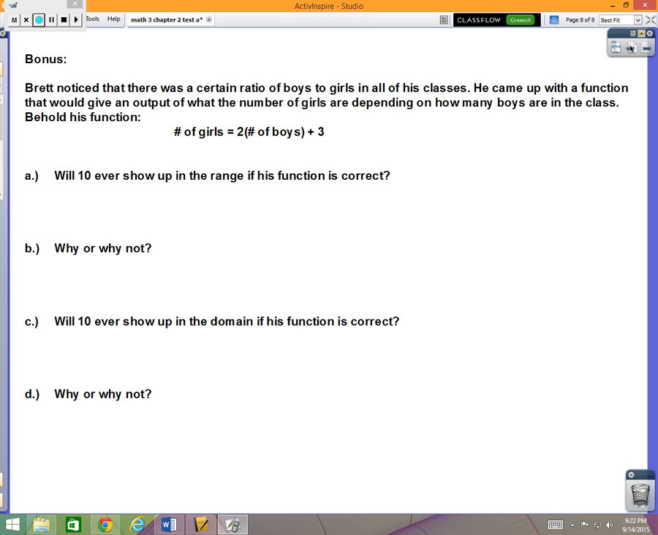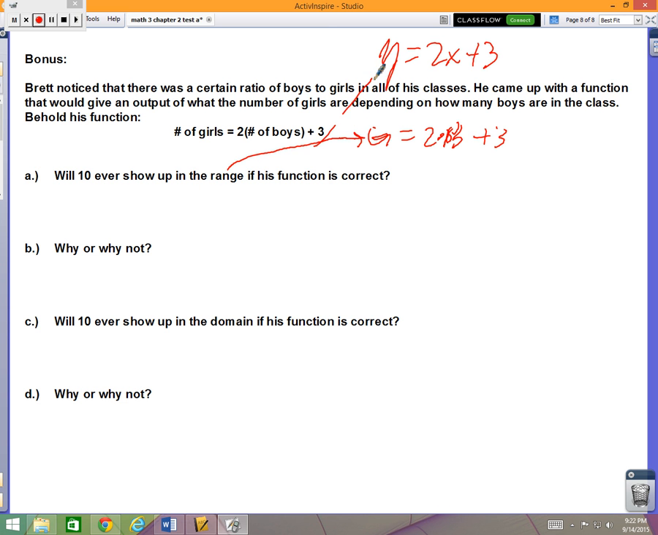Okay, last one, the bonus. So here's a formula, it's just like this. Girls equal 2 times the boys plus 3. Or even y equals 2x plus 3. Okay, is 10 ever going to show up in the range? The range is the y's. That's the girls. So can you ever have 10 girls?